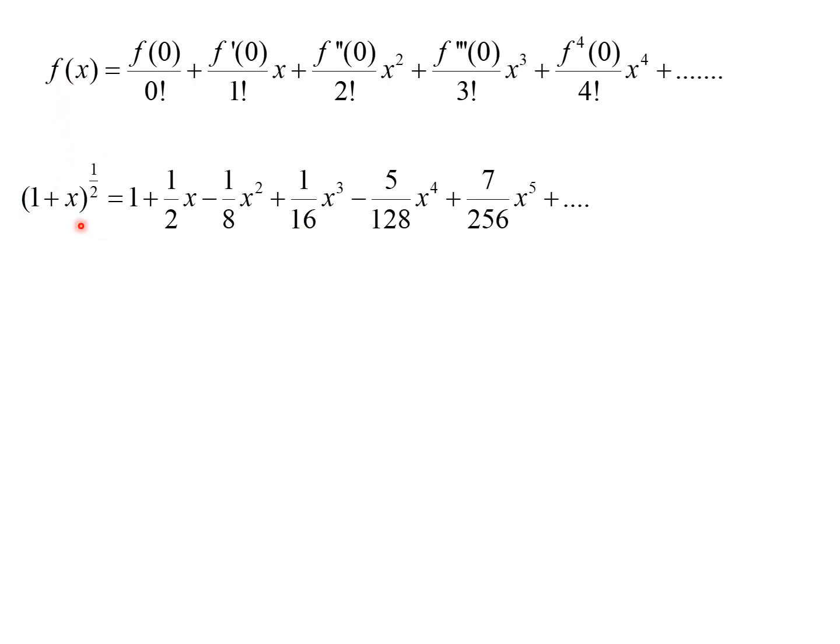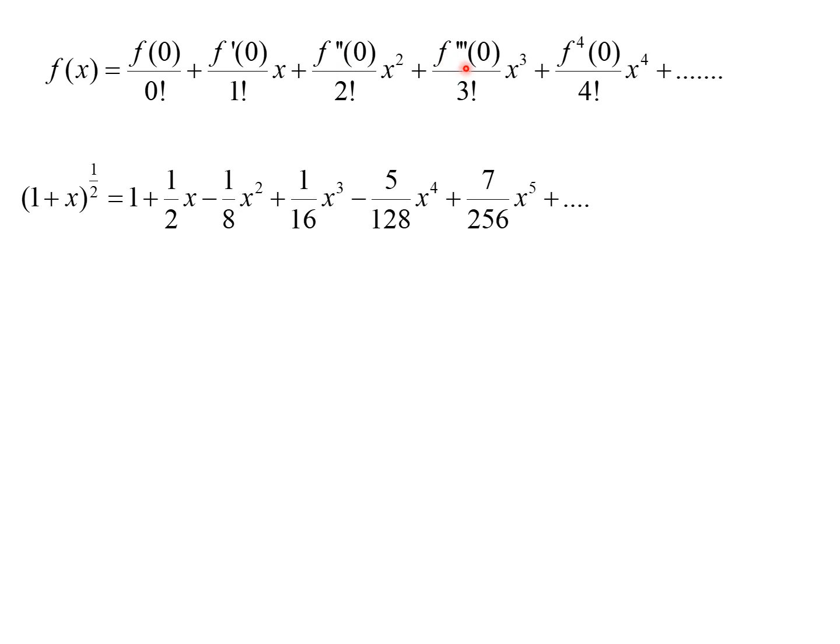So f(x) is (1 plus x) power half equals, when you put in f(0), it's 1 over 0 factorial. Okay, 1 over 0 factorial is 1, and then here you'll get half, over 1 factorial. 1 factorial is 1, so 1 over 2 x. Then for f double prime, whatever value you got from the previous slide, you substitute in. Don't forget to factor in the 2 factorial. If it's negative, you put in negative here.